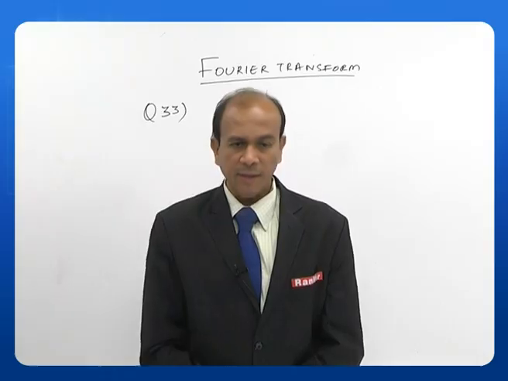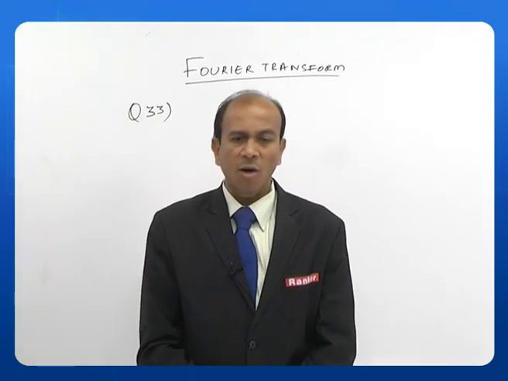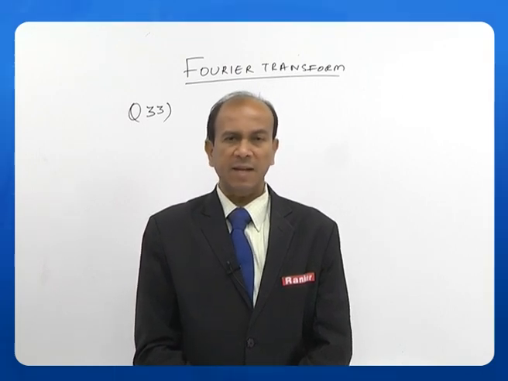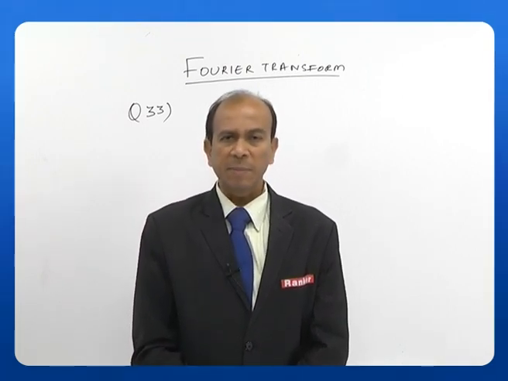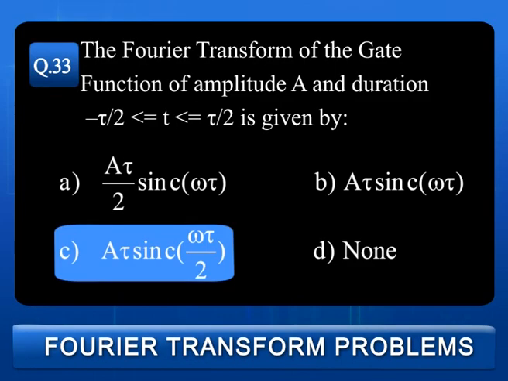Let us look at the 33rd question. The Fourier transform of the gate function of amplitude A and duration minus tau by 2 to tau by 2 is given by: A, A tau by 2 sinc omega tau; B, A tau sinc omega tau; C, A tau sinc omega tau by 2; and D, none of these. The answer is C. It means a rectangular function in the time domain. Its Fourier transform will be a sinc function, that is A tau sinc omega tau by 2. The answer is C.